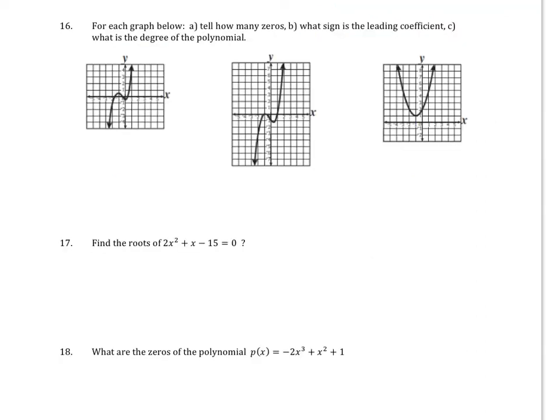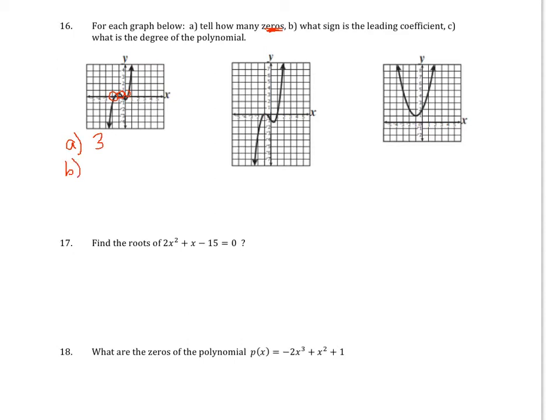In the next problem, we're going to tell how many zeros the graphs have, what the sign is of the leading coefficient, and what's the degree of the polynomial. If you look at how many zeros it has, remember another word for zeros is x-intercepts. So if you look at the first graph, we have an x-intercept here, we have an x-intercept here, and an x-intercept here. So for part A, it has 3 zeros.